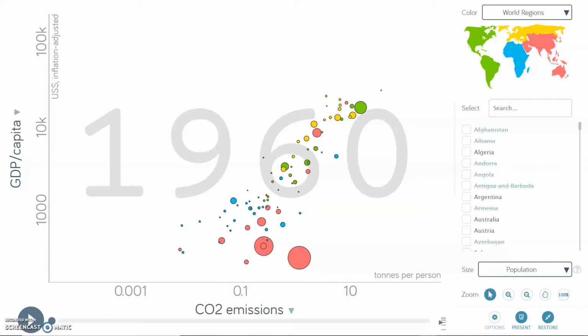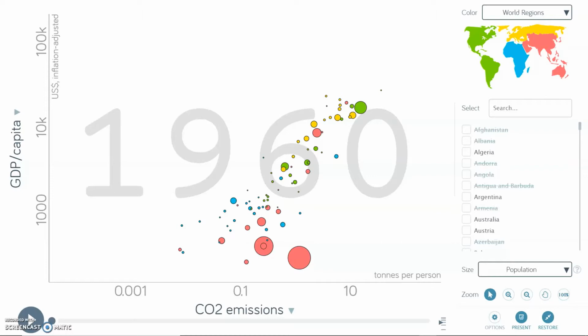For our presentation, we have decided to investigate the relationship between the variables GDP per capita on the y-axis and CO2 emissions per person on the x-axis for selected nations around the world. According to our textbook, GDP per capita can be defined as the GDP divided by the total population, measured in US dollars adjusted for inflation for our example.